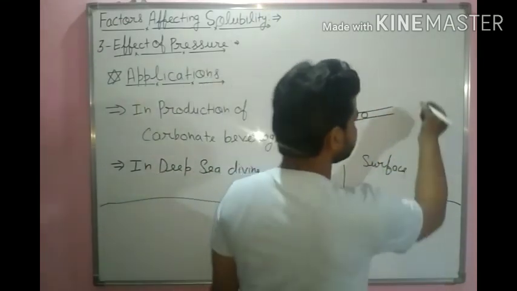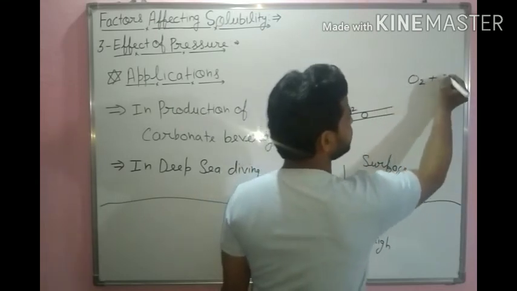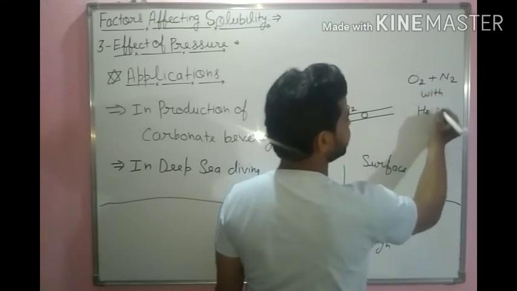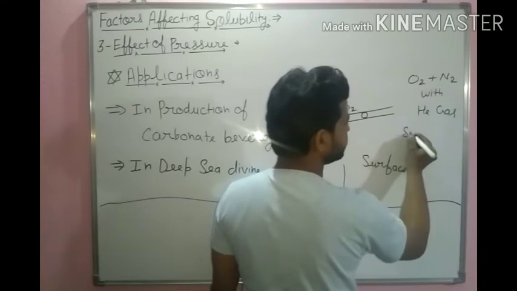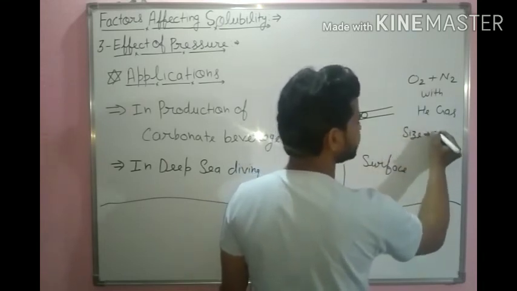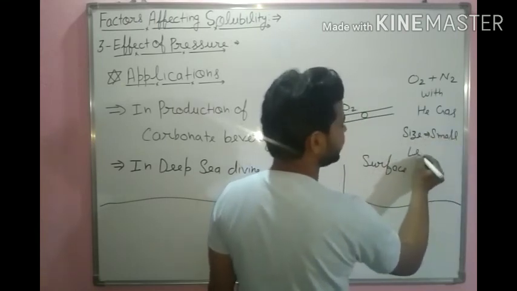So nowadays the cylinder is filled with oxygen and nitrogen with helium gas, because the size of helium is small and it is less soluble.